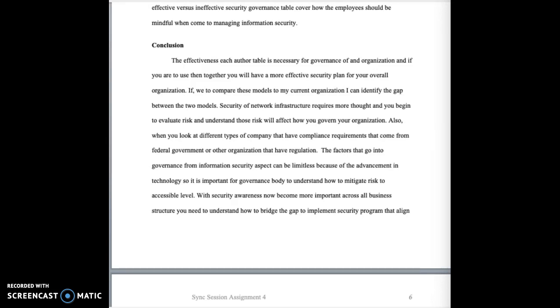If we take the two models and merge them together, you're going to get a more robust security structure and infrastructure in place, but also you can maintain a very strong governance. Understanding the two together, you will ideally be more productive and be more successful from a security aspect.